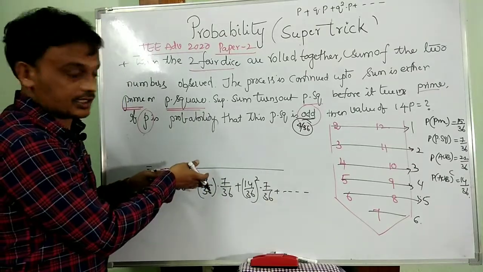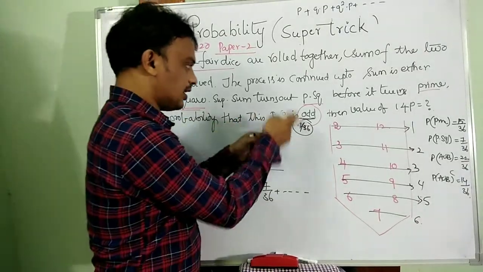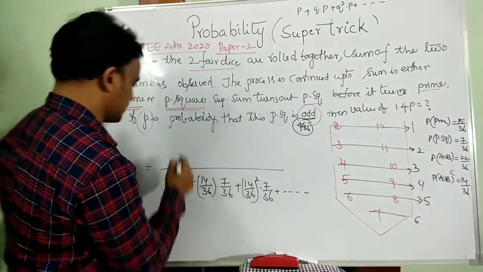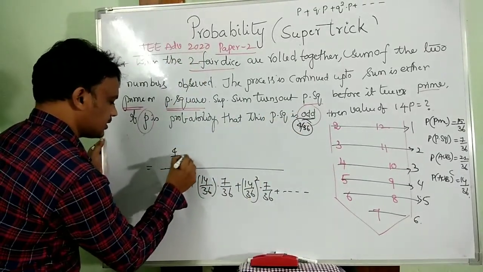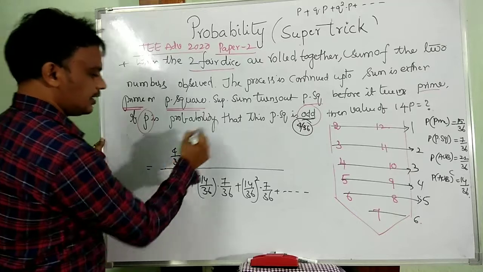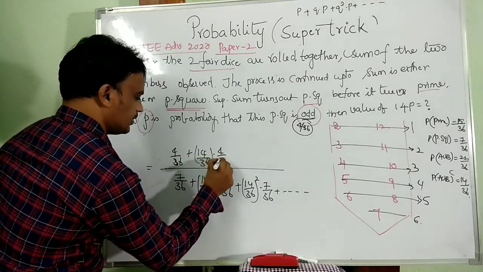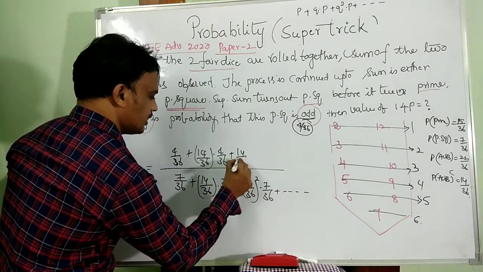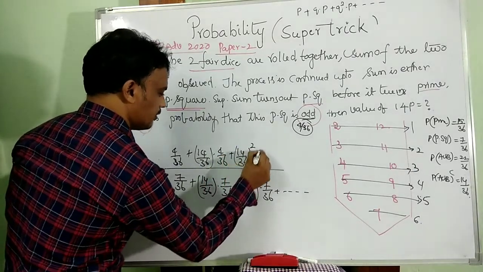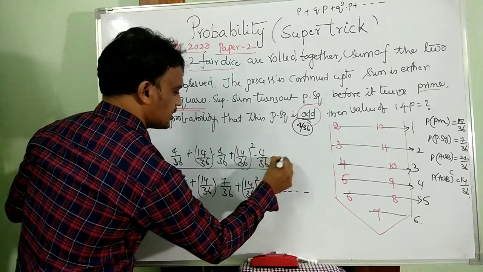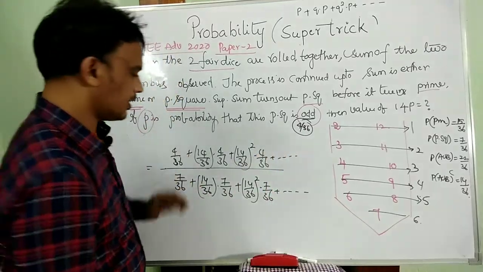Of those chances, I want the perfect square to be an odd number, 4 by 36. So it is 4 by 36, plus 14 by 36 times 4 by 36, plus the square of 14 by 36 times 4 by 36, and so on. Okay, yes, come on.